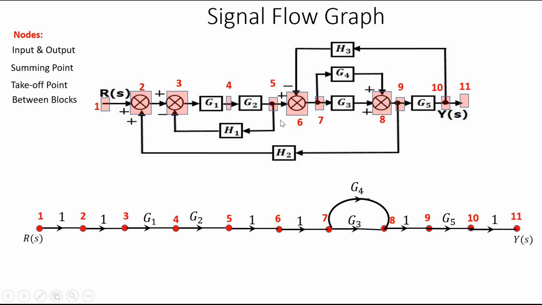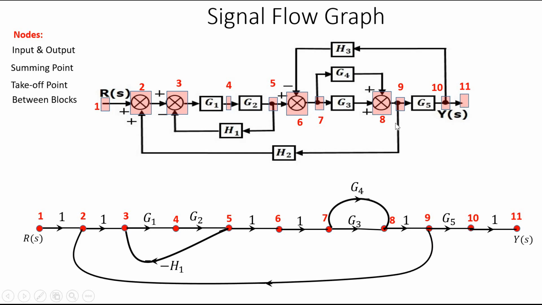Similarly, the feedbacks. Feedbacks means reverse direction. So firstly, H1 is from 5 to 3, so the arrow mark should be 5 to 3. The arrow mark, the direction, is very important. And the value of the feedback is H1, but it is entering the minus terminal, so we should note the gain as minus H1.